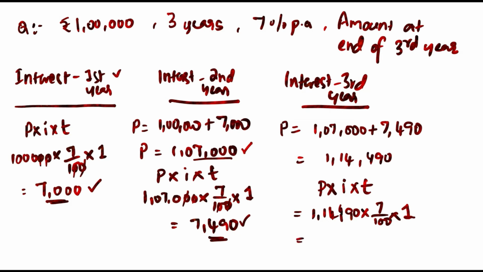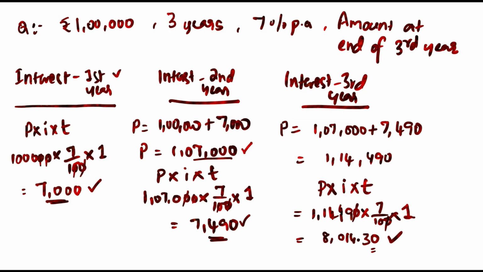Now what would be the answer? So cancel this 1 0 with this, and 11449 into 7 divided by 10, and the answer would be in your calculator 8014.30, right? So this is the third year's compound interest. So you can see an increase here, right? 7,000, and here it is 7,490, and here it is 8,014.30. So already we have computed the compound interest for 3 years.